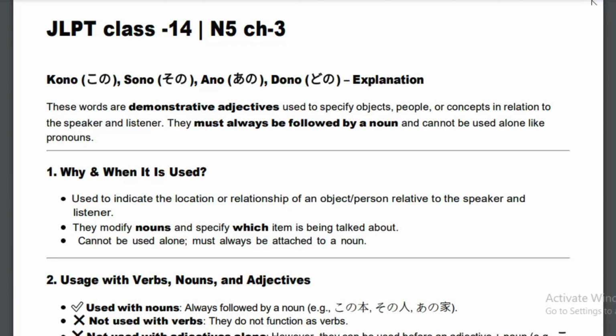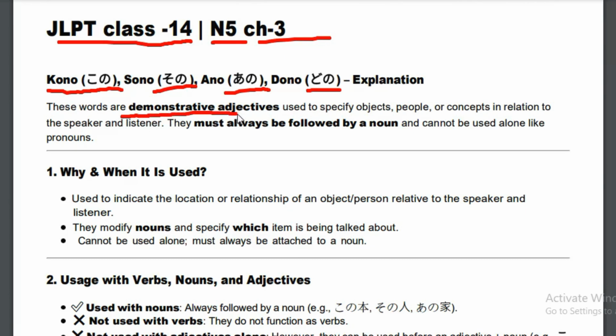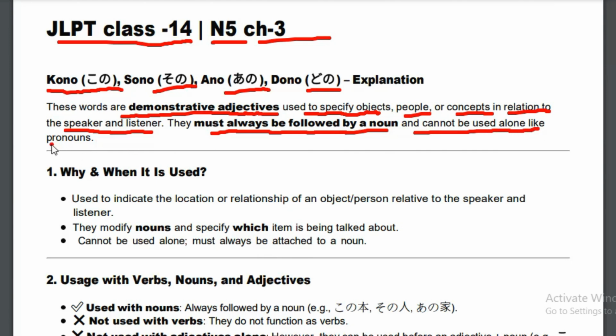This is our JLPT class number 14, JLPT N5 level, chapter number 3, and in this class we will learn about kono, sono, ano and dono. These words are demonstrative adjectives and are used to specify objects, people and concepts in relation to the speaker and the listener, and they must always be followed by a noun and cannot be used alone like pronouns.